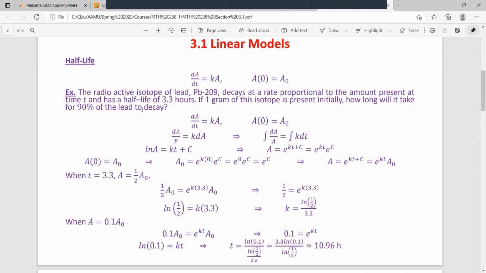Okay, so we know this differential equation, and we know its half-life of decay.